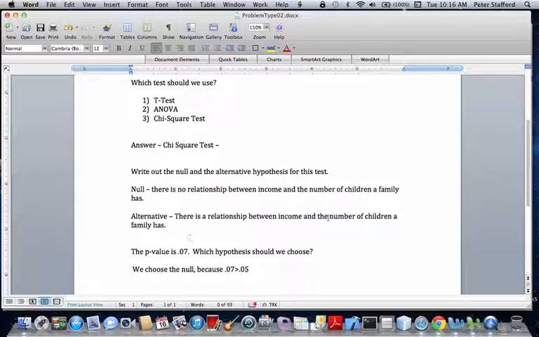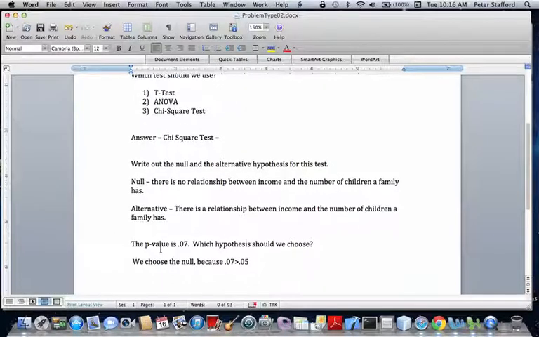Now we go ahead and run the test, and this is the p-value we get. Which hypothesis should we choose? Well, like usual, because 0.07 is greater than 0.05, we go with the null hypothesis. So we're going to conclude that there is no relationship between income and the number of children a family has. That's what the chi-square test has told us here. Okay, that's it. That's the number 2 type question.